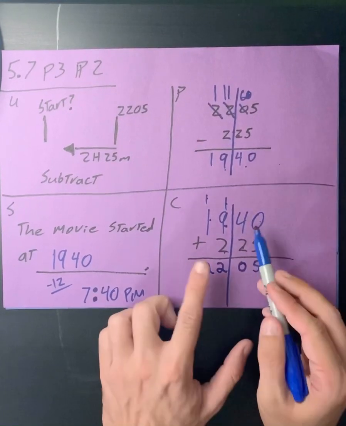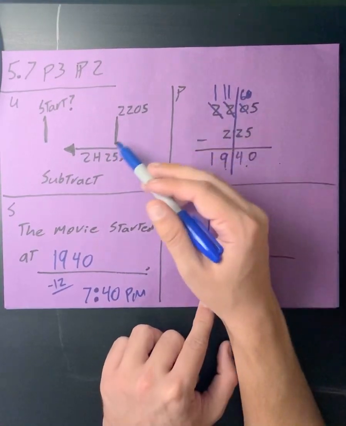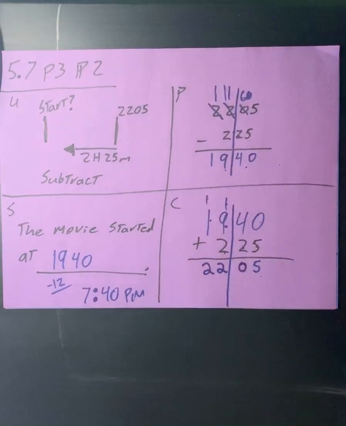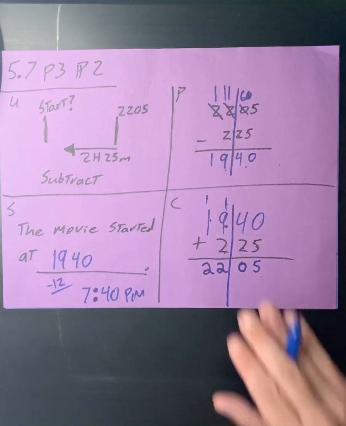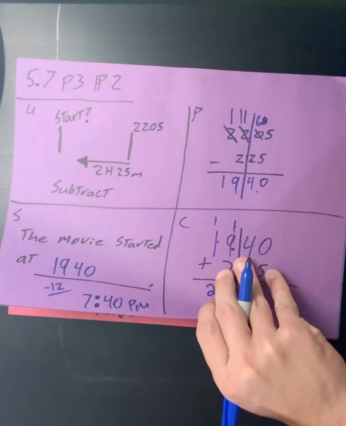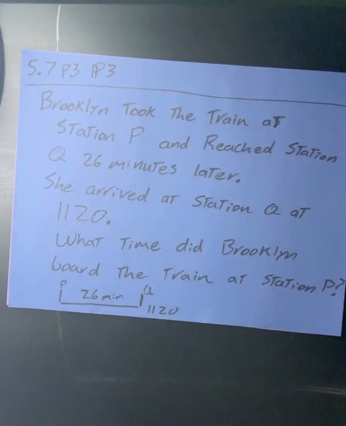22:05. My check equals my starting number there, so I did my math correctly. Okay? We have one more example problem.